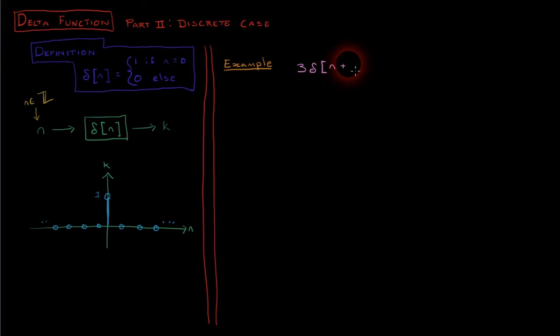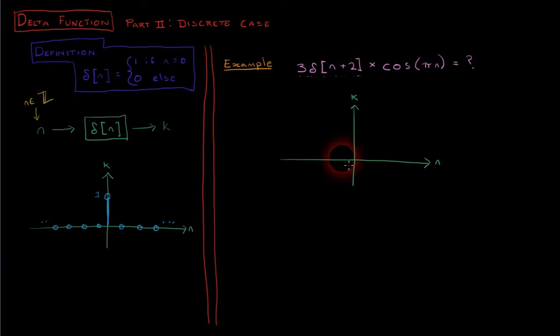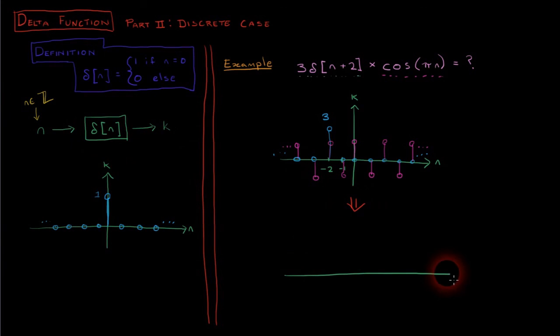Let's work an example. Plot the function 3 times delta of n plus 2 times cosine of pi times n, and provide an equivalent simplified function. Step 1. Break up the complicated function into two easier ones, 3 times delta of n plus 2 and cosine of pi times n. Step 2. Plot the two subfunctions on the same axis. Step 3. Multiply the two functions point by point to plot the resultant original given function. And step 4. We recognize the original function as 3 times delta of n plus 2.